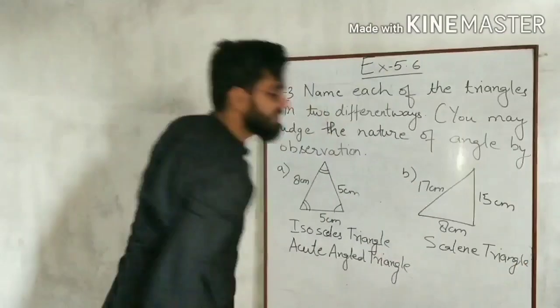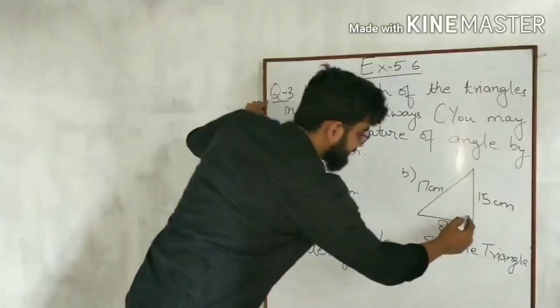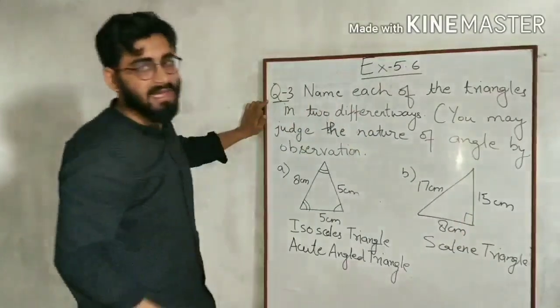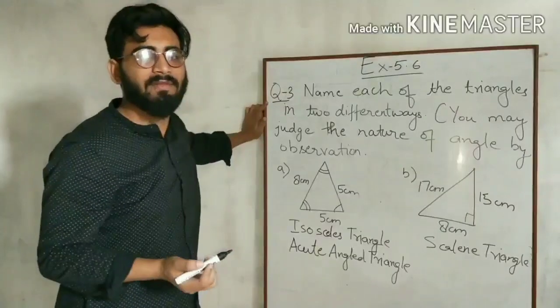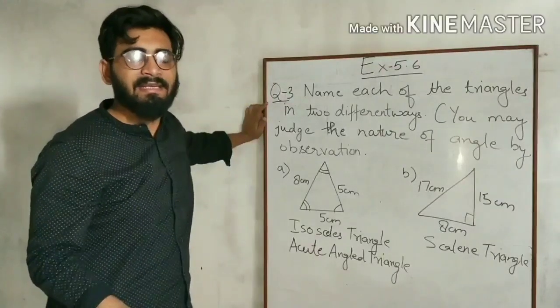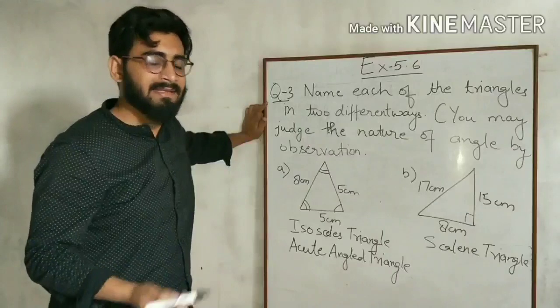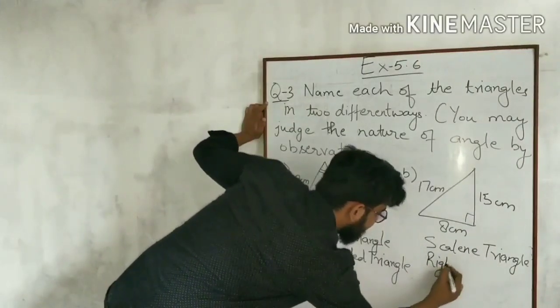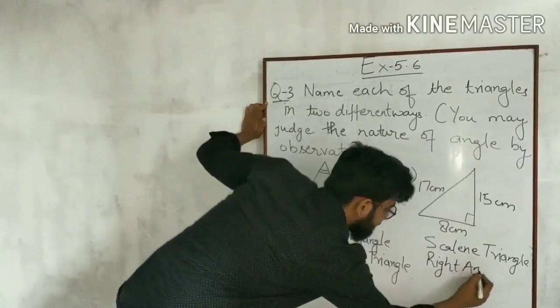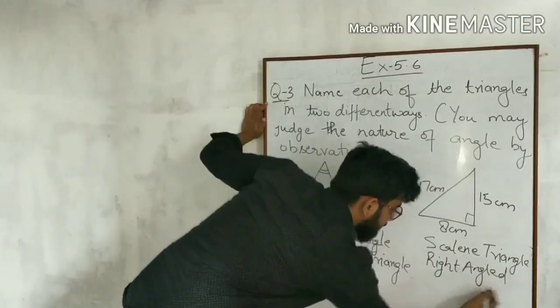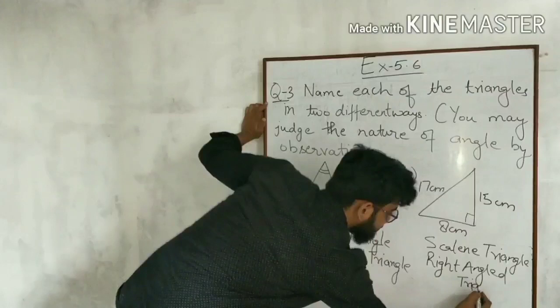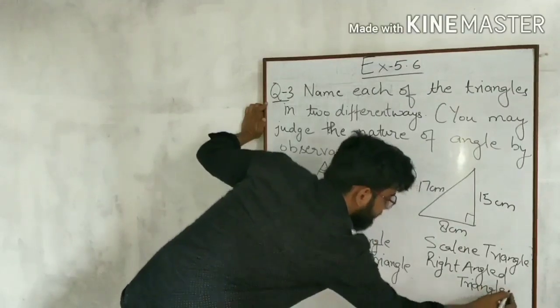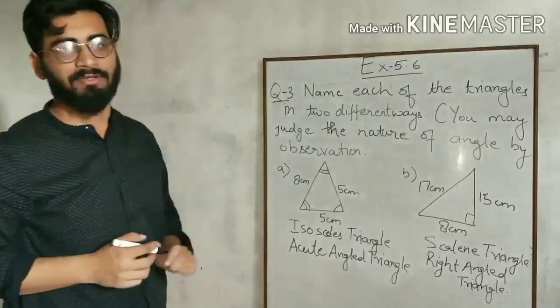Now on the basis of angles, you can see that this angle is 90 degrees, and we know that if any one angle of the triangle is 90 degrees, then the triangle is a right angled triangle. So this triangle is a right angled triangle. Okay. So this is our B part of the question.